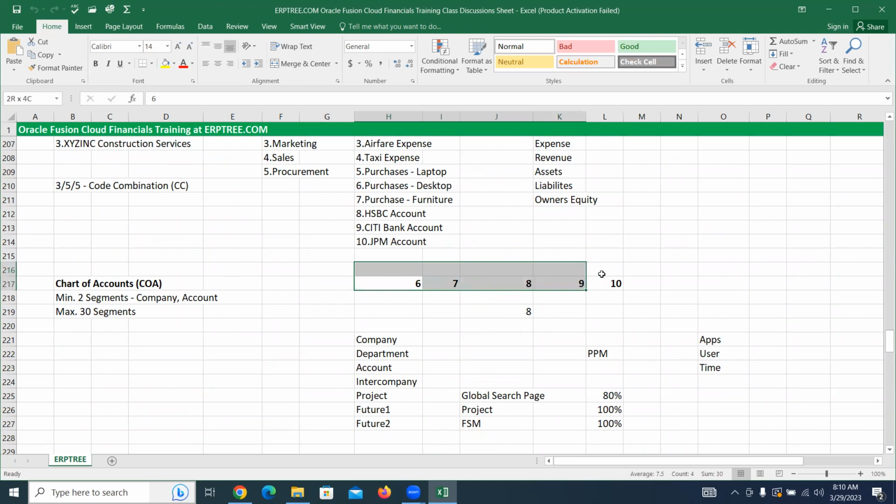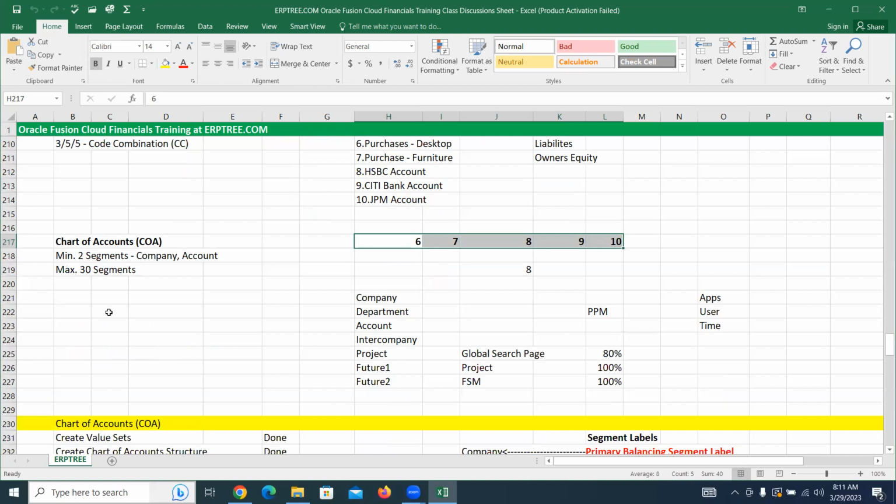These are the typical sizes of chart of accounts which you see in real-time implementations. It could be 7 or 8, sometimes maybe 6, or 9, 10 also. The rule we should remember all the time is minimum 2 segments and maximum 30 segments. What are the minimum 2 segments? Company and account.